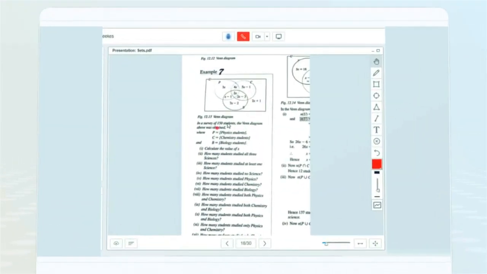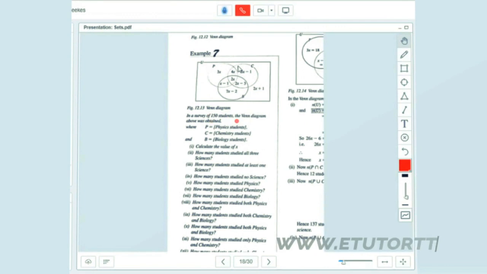And they tell you that in a survey of 150 students, they obtained this Venn diagram here. And they want us to calculate the value of x. Now, it looks like it has a whole lot of stuff with x in it, and I completely agree.